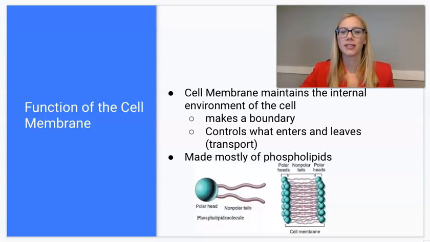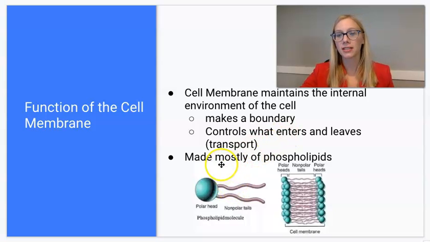So the first thing is, what is the function of the cell membrane? Well, it does a couple of things. Maybe the most obvious is that it provides a boundary, right? The cell membrane's goal is to maintain an internal environment. And to maintain an internal environment, we have to have some sort of boundary, and that is the cell membrane. It also helps control what enters and leaves the cell. Sometimes we talk about it in regards to transport, just moving things in and out.